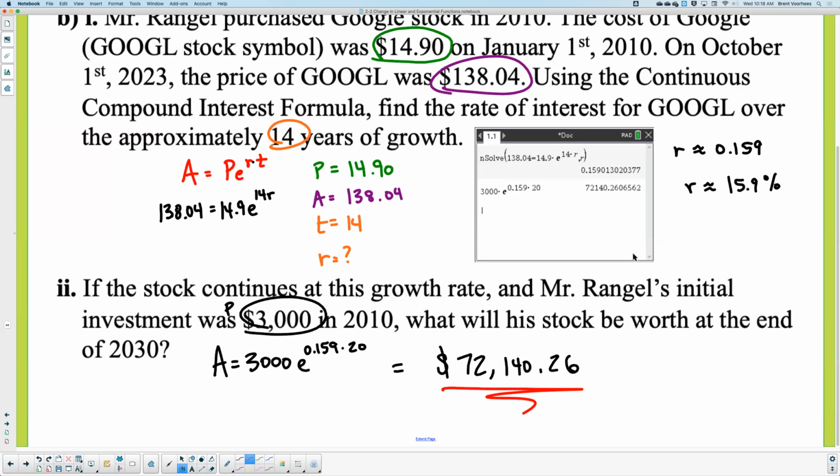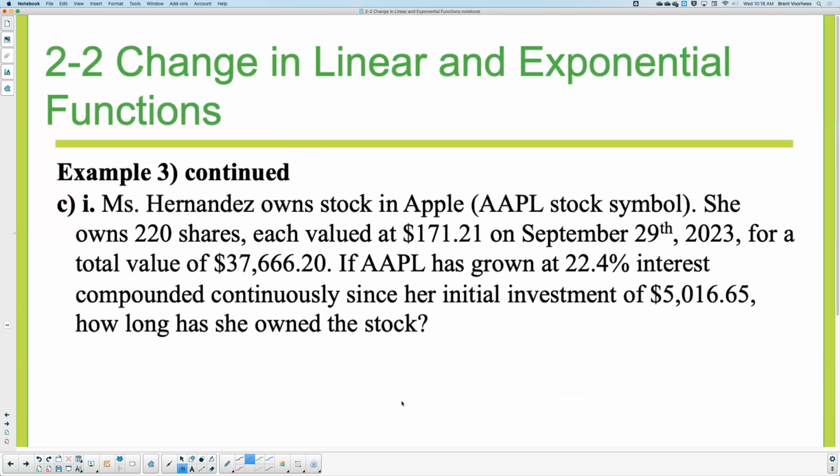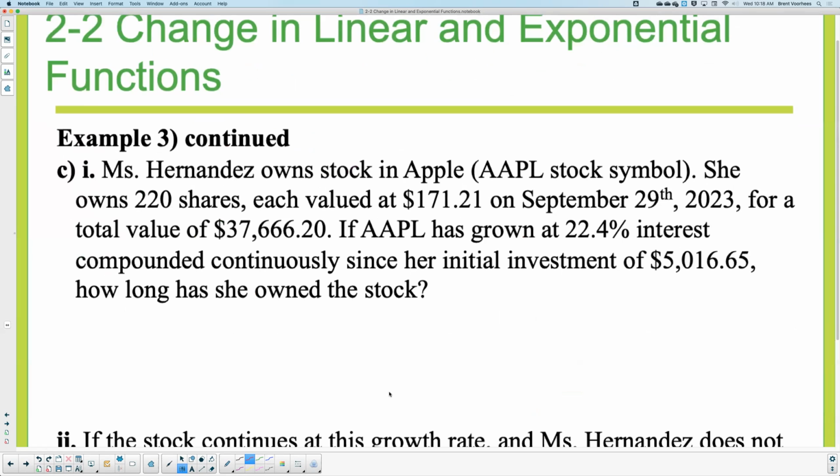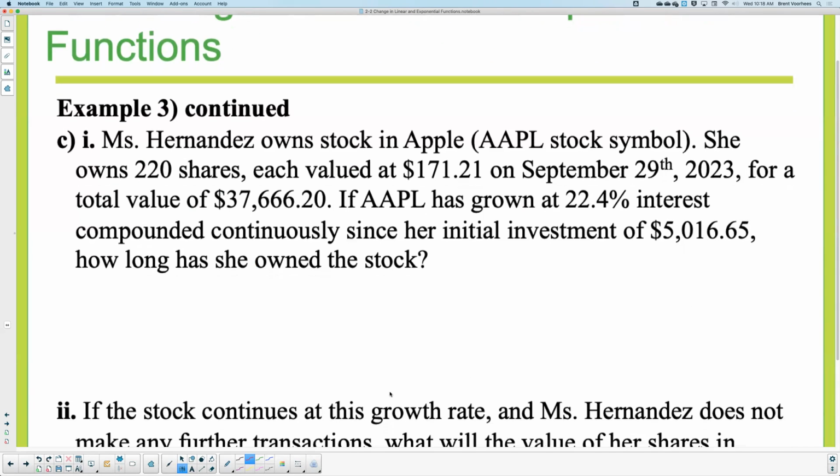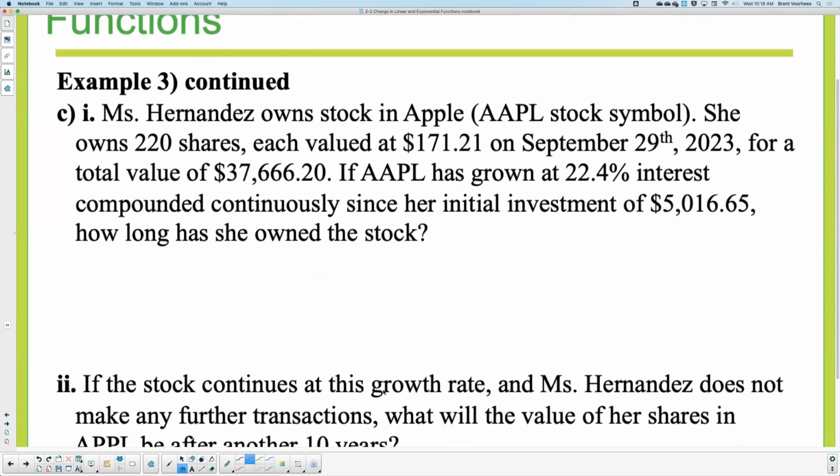All right. Let's look at some more. Let's go to part C here. Miss Hernandez owned stock in Apple. There's the stock symbol. You can look again. I'm throwing all this in there so you can research to find that the things I'm saying are true. I encourage you to test. Am I telling you things from bias, or am I telling you things that are factually accurate?